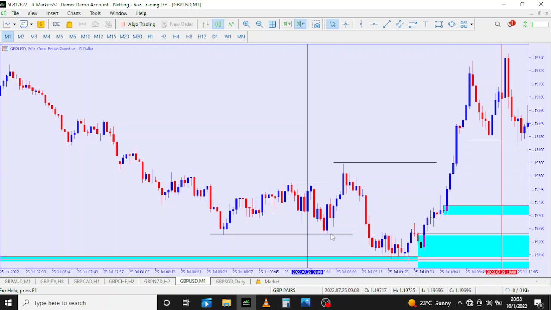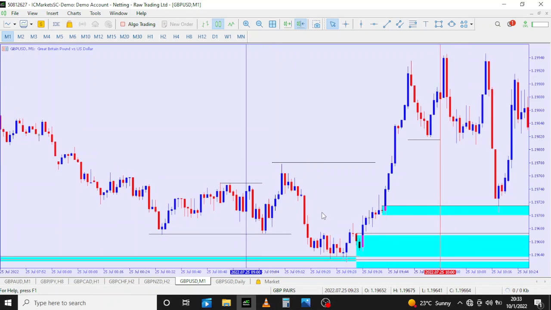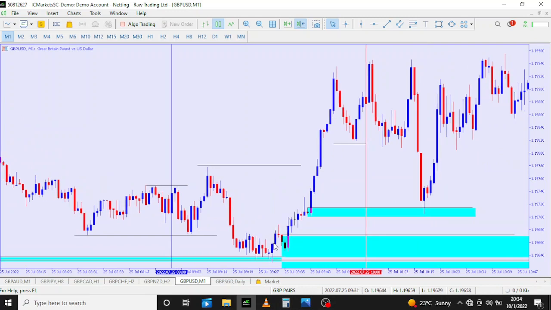and went on above and manipulated these equal highs. After manipulating these equal highs, it went below and manipulated these equal lows, that Frankfurt session created itself and mitigated, went back to our area and mitigated our point of interest before going above.